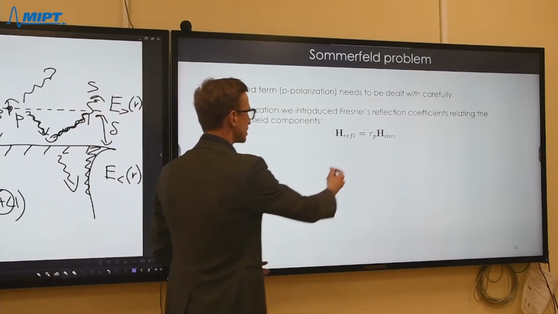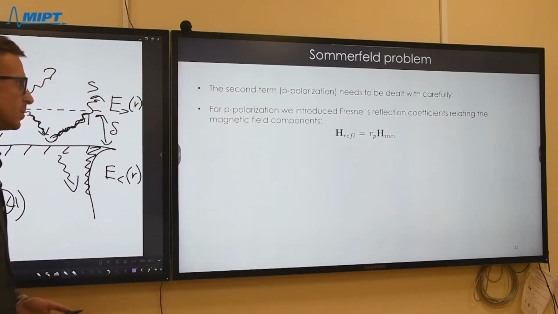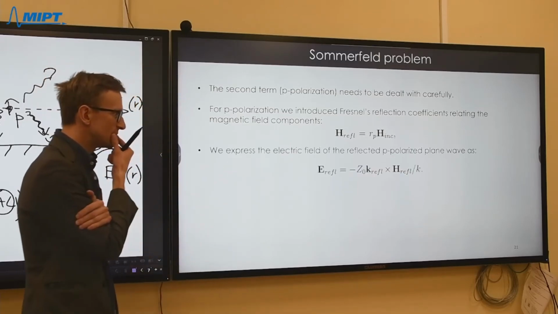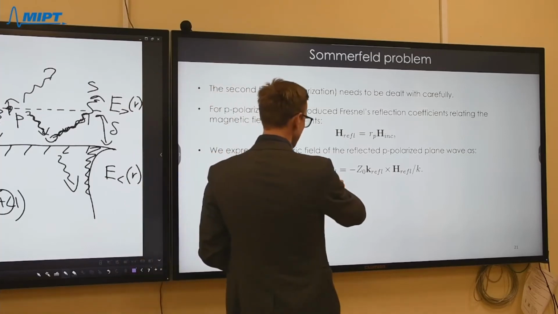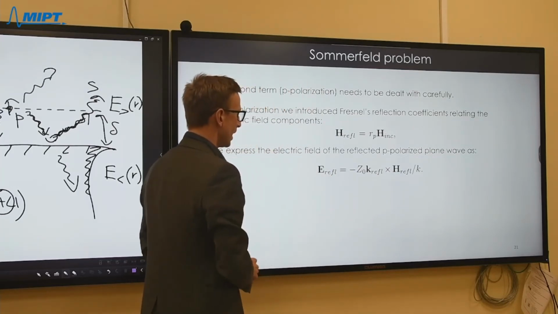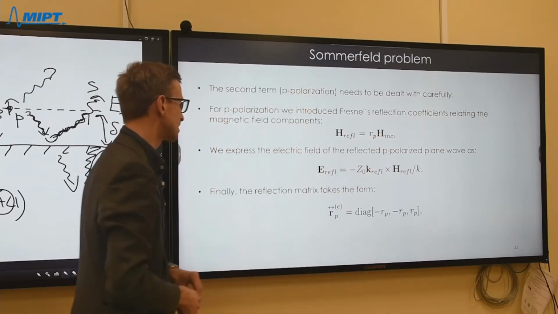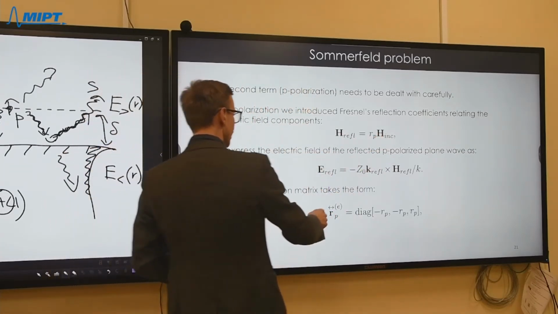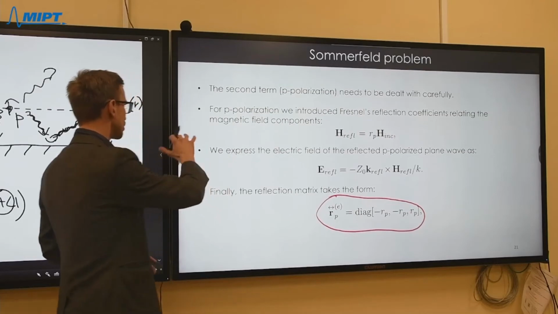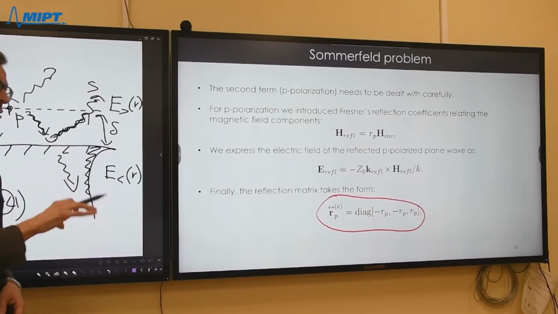Rp relates magnetic fields. H reflected equals Rp times H incident for p-polarization. This is a textbook problem, and we derived Rp in one of our previous lectures. Now what we need to do is relate the electric fields to the magnetic fields for the reflected and for incident waves. And after we do this, we combine this with this, and after we do all the math, that gives us the following tensor that actually does relate the electric fields of the reflected p-polarized wave to the electric fields of the incident p-polarized wave.